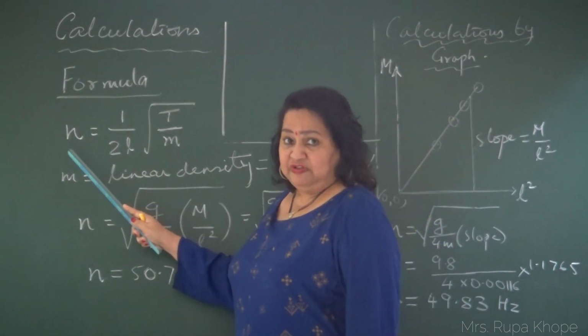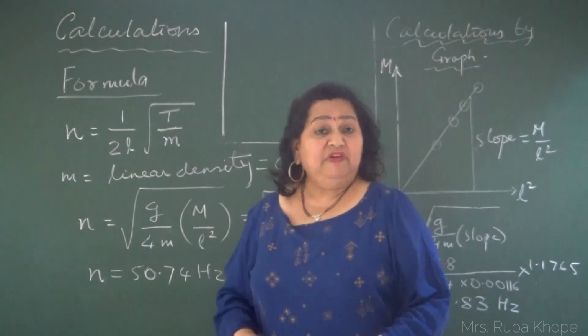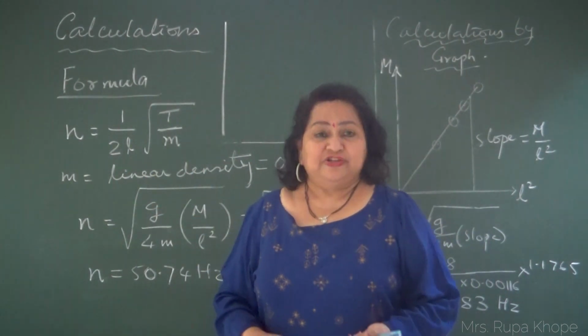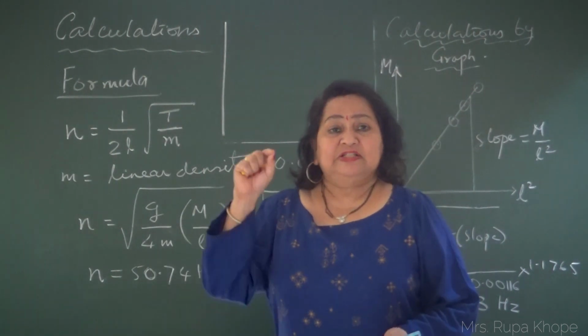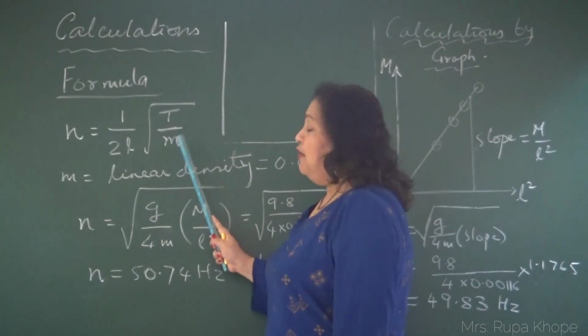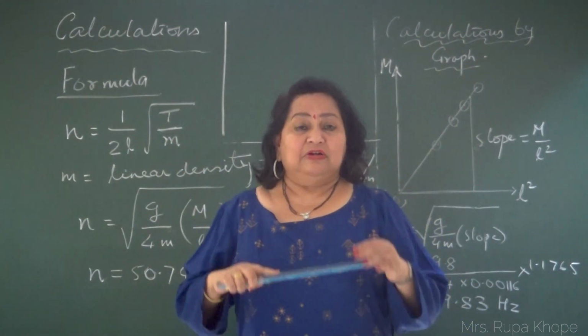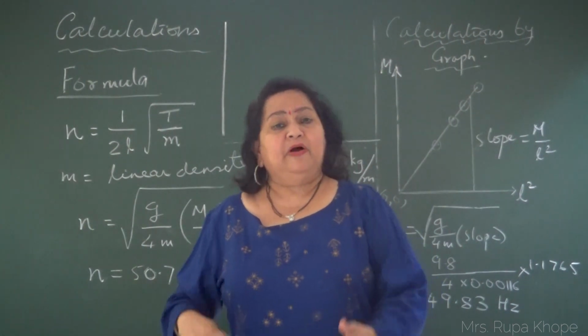N, the frequency of the wire, is equal to 1 upon 2L root T by m. By the way, what is T? T is the tension on the wire, which is mass multiplied by acceleration due to gravity. And what is small m? It is the linear density of the wire. So the wire has some mass per unit length.